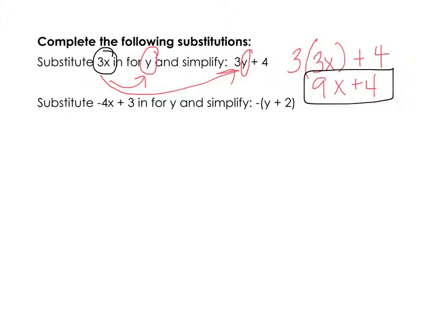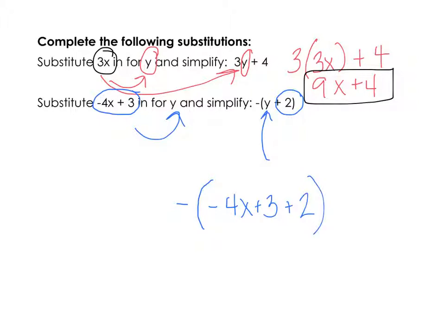This next one is a little bit more complex. Now they want us to take negative 4x plus 3 and put that in for y. So I'll find the spot where my y is, and now I'll repeat everything that was already there, so negative parenthesis, and instead of writing y, I'll write negative 4x plus 3, and then whatever was left at the end, so plus 2, we'll close it with a parenthesis.